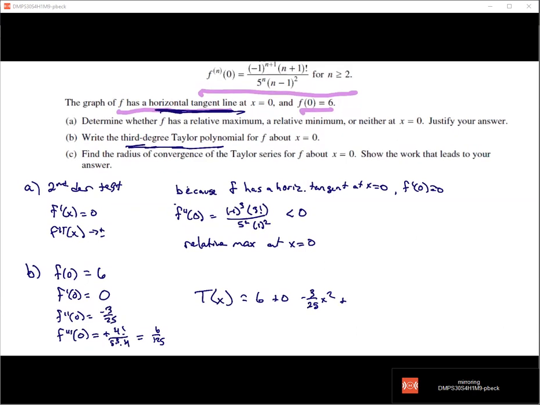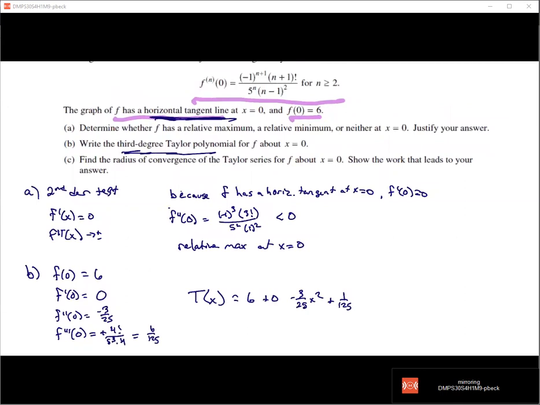actually, that should be 1 over 125. I think I didn't divide by 3 factorial. So in this case, the 2 factorial I had in there, negative 3 over 25. Then 1 over 25 x to the third. Sorry, I'm getting a little distracted over here. So Taylor polynomial. And that was because that was 6 over 125 over 3 factorial. So this should be negative 6 over 25 over 2 factorial.